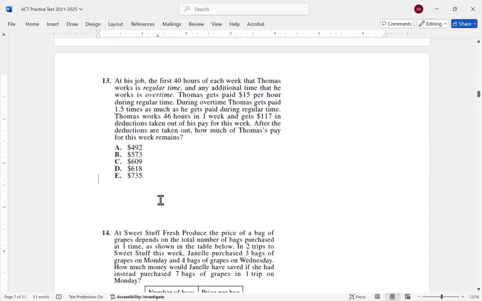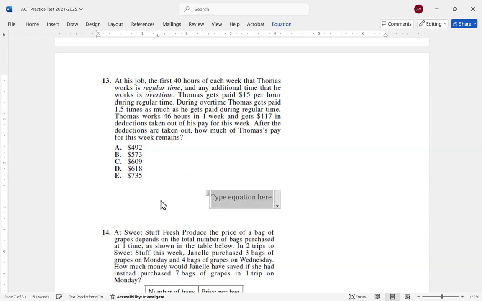Question 13. At his job, the first 40 hours each week that Thomas works is regular time, and any additional time that he works is overtime. Thomas gets paid $15 per hour during regular time, and during overtime, he gets paid 1.5 times as much. Thomas works 46 hours in 1 week and gets $117 in deductions taken out of his pay for that week. After the deductions are taken out, how much of Thomas's pay for the week remains?